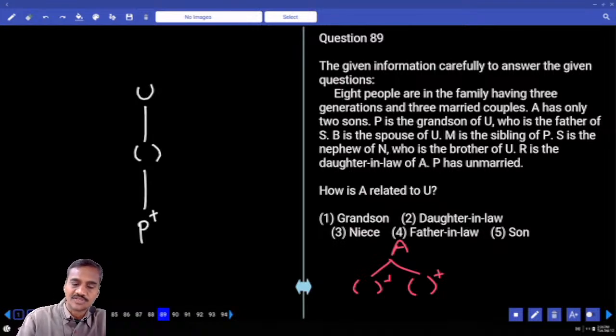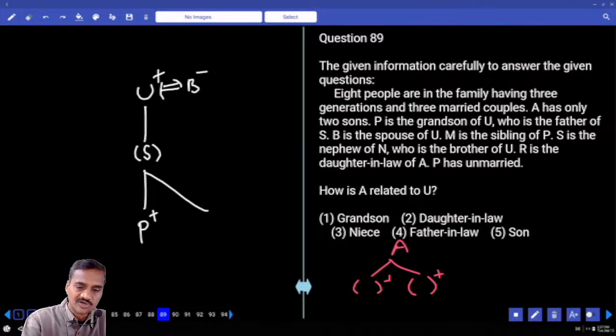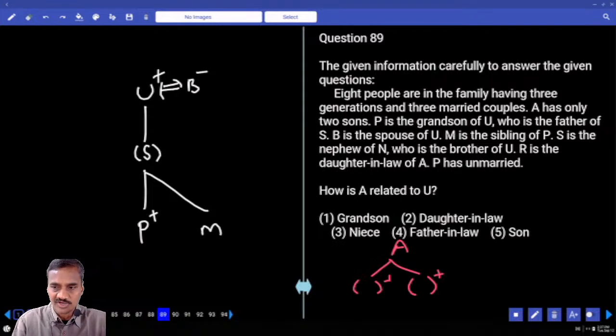And U, who is the father of S? Now U is the father of S. Can you take S at this place or not? Yes. Next one, B is the spouse of U. Now U and B are married couple. And next one, M is the sibling of P. Now M is here, sibling of P.